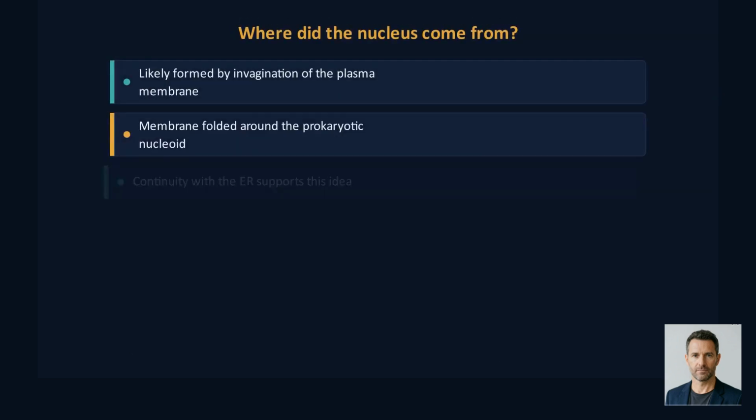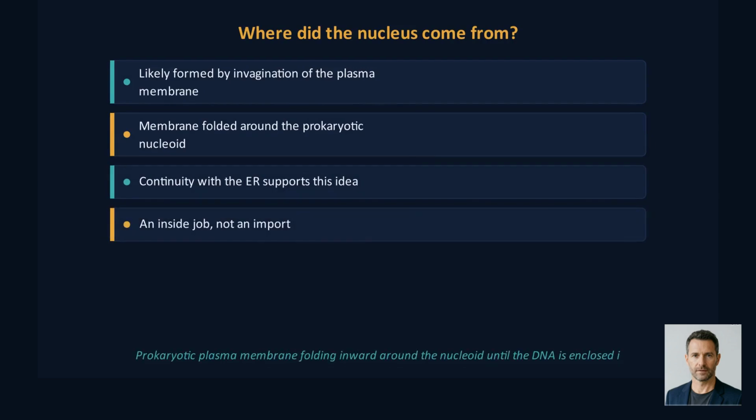But where did such an elaborate structure come from? The leading idea is surprisingly homemade. The nucleus likely evolved from the invagination of the plasma membrane, the outer membrane of an ancient prokaryote folded inward, wrapping itself around the nucleoid, the loose region of DNA, until that DNA was enclosed in its own membrane compartment.